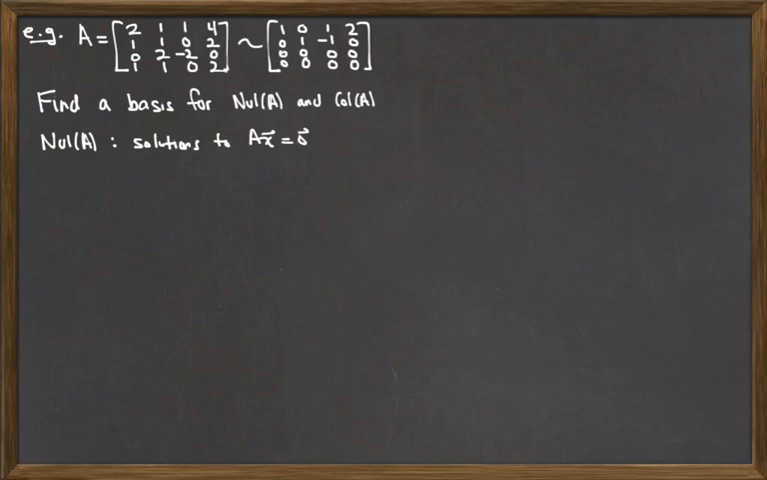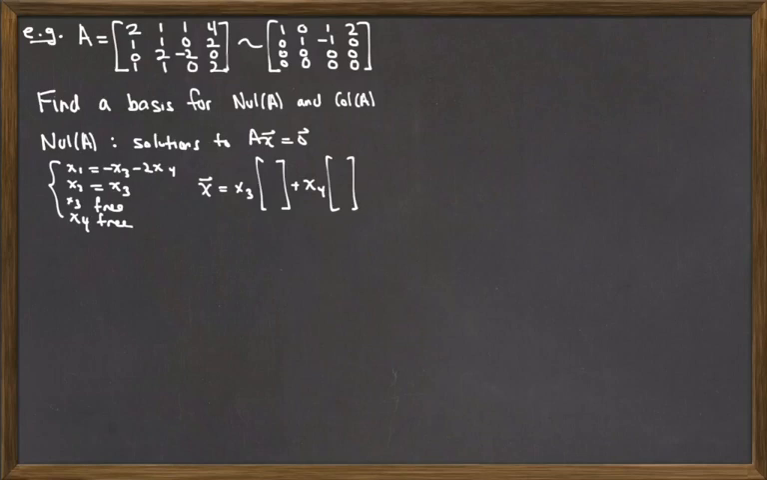Why don't you pause the video now and write down the solutions to the homogeneous equation there, and when you're done, write them down in vector form as well, and I'll do that with you. Okay, so we found that the solution vectors x are linear combinations of these 2 vectors here. I have 2 because there were 2 free variables, x3 and x4.